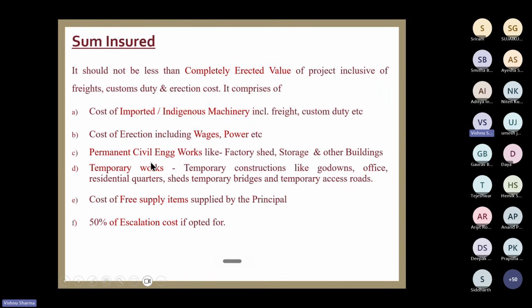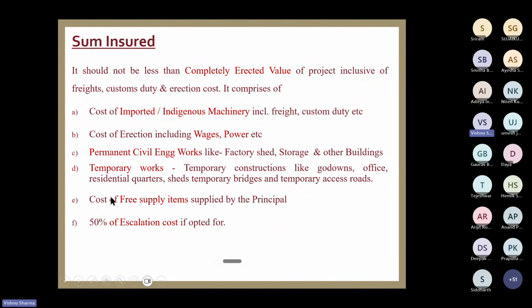Then temporary works also have to be included in the policy sum insured. Many times contractors and underwriters fail to include this portion, and then it is a problem. If it is not declared separately under the policy, then claims are rejected. What are temporary constructions? Like storage godowns, temporary godowns, cement godowns in all projects, 100%. Cement godowns are temporary construction, because once the project is completed, they are to be demolished. Then temporary offices, supervisor's office.